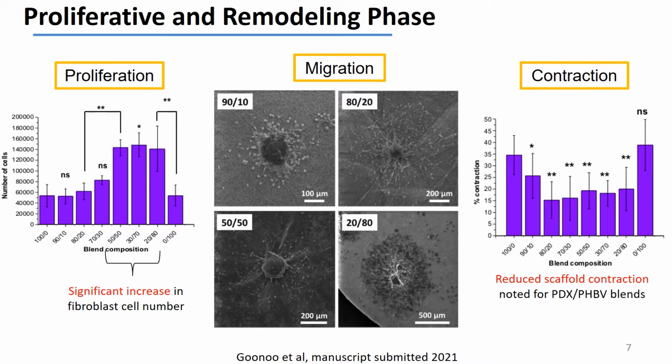Excessive contraction in wounds leads to scarring, and it is caused by fibroblast cells. We thus analyzed the percentage scaffold contraction as a measure of the external deformation of the scaffold caused by the cells. Blends of PDX and PHBV led to reduced scaffold contraction as compared to PDX and PHBV alone. This indicates that PDX and PHBV blends are more likely to reduce scarring by resisting the contractile forces exerted by fibroblasts.